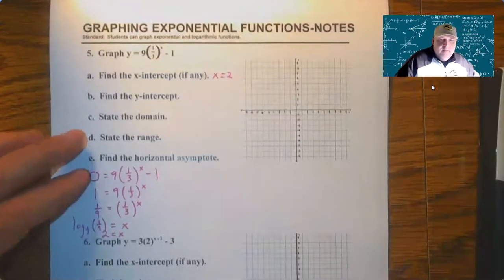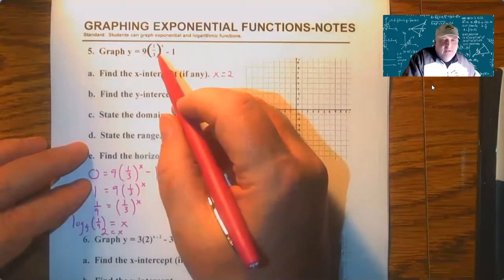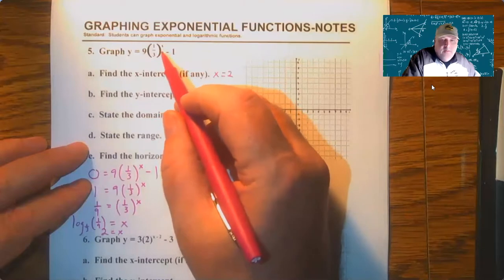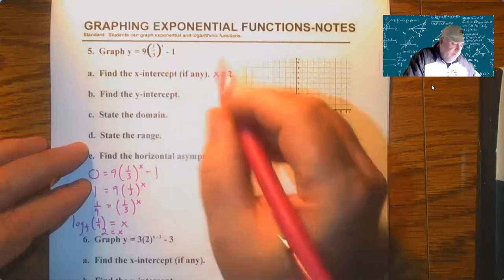Find the y-intercept. This is where you let x be 0, and 1/3 to the 0 is 1. Anything to the 0 power is 1. So 9 times 1 is 9. 9 minus 1 is 8.